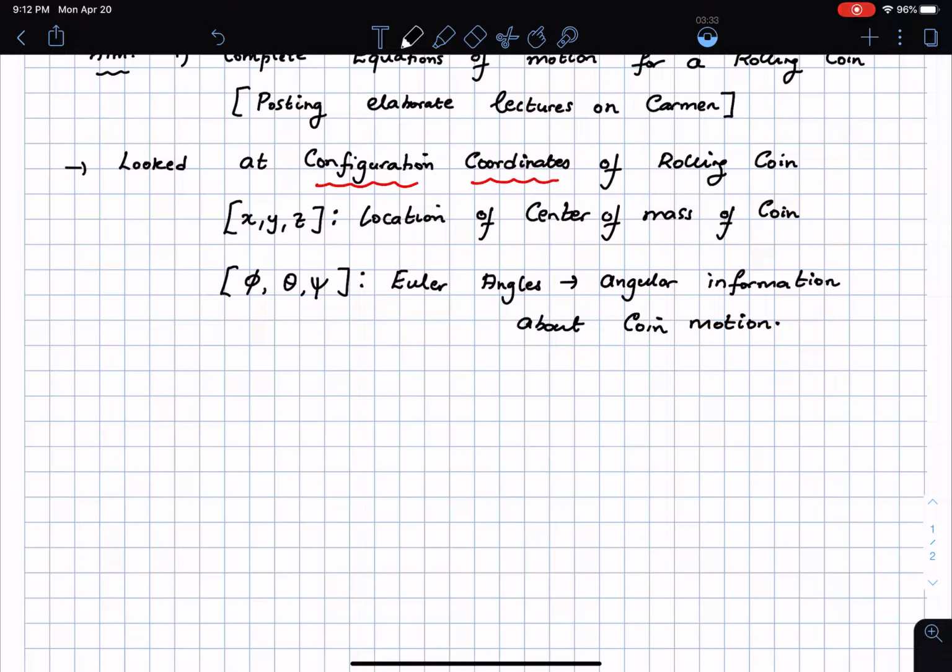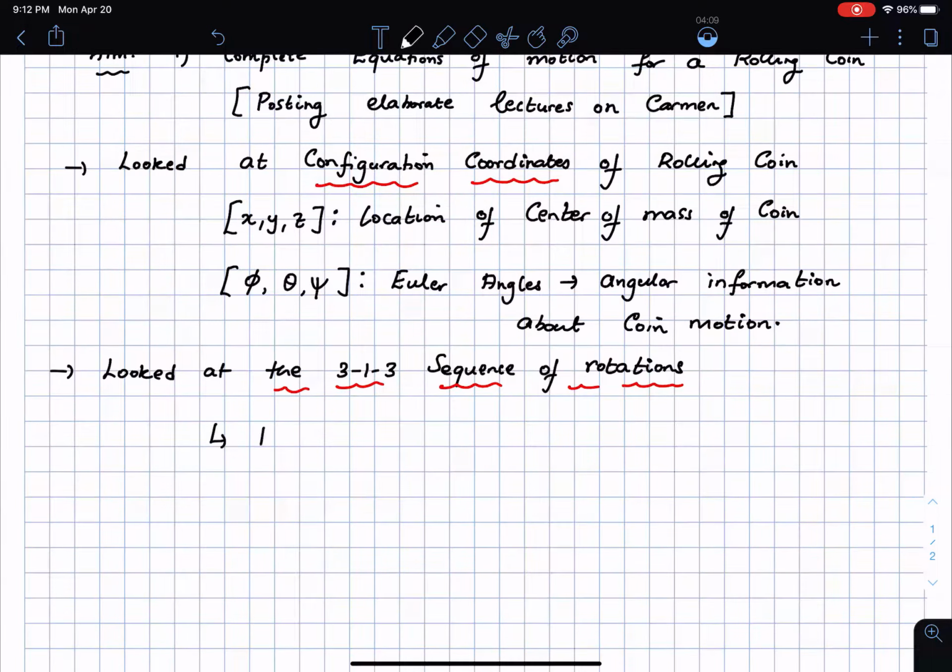Then we also looked at the 3-1-3 sequence of Euler angles, the 3-1-3 sequence of rotations. This is the other thing that we looked at in the previous class, and of course I said that one can have different types of rotational sequences as long as one makes sure that the geometric singularities are taken care of. And we also noticed that there were 2 types of singularities.